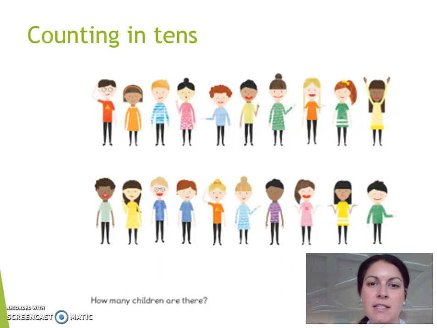First question is, how many children are there? So we are counting in tens. So the easiest thing to do is count the top row. 1, 2, 3, 4, 5, 6, 7, 8, 9, 10. So if there are 10 in the first row, I would know that there's 10 in the second row. That I would know that there are 2 groups of 10. 2 multiplied by 10 equals 20.